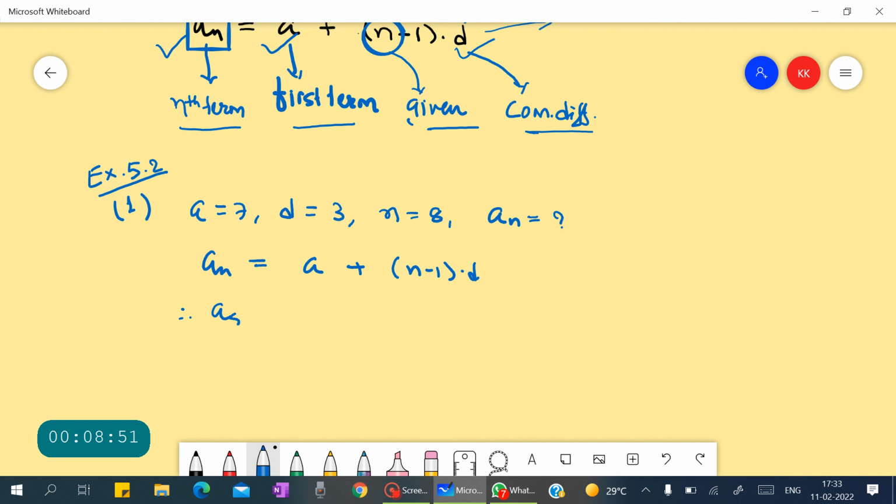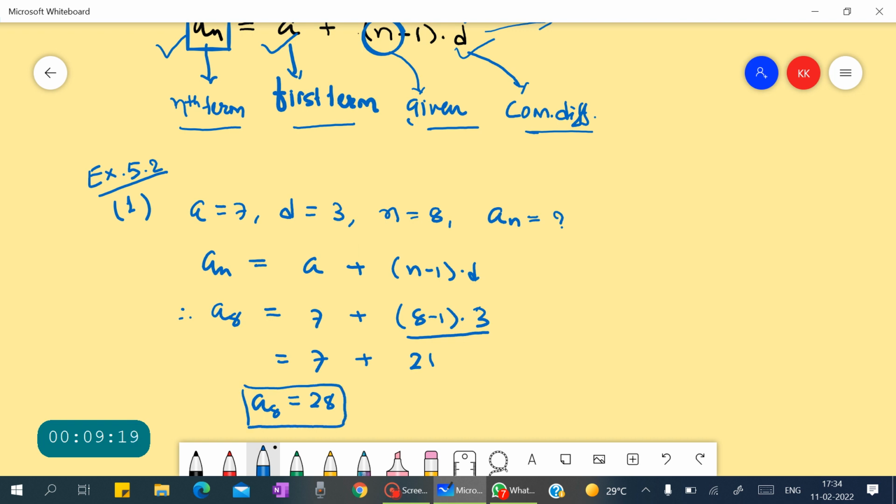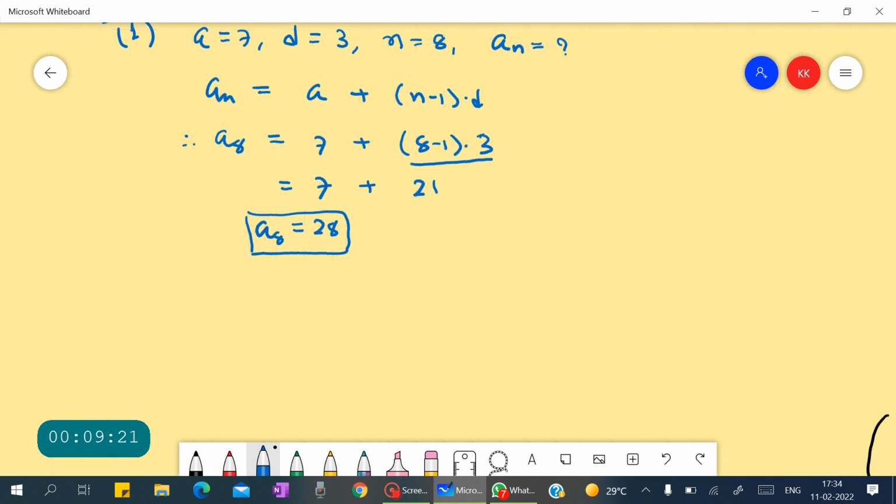The n value is 8, so actually I have to obtain the 8th term of the series or sequence. a is 7 plus n minus 1, that is 8 minus 1, into d, which is 3. So my dear students, 7 plus 8 minus 1, that is 7, into 3, 21. So this will result in 21. So the answer is 28. Got it, my dear students? Very good.